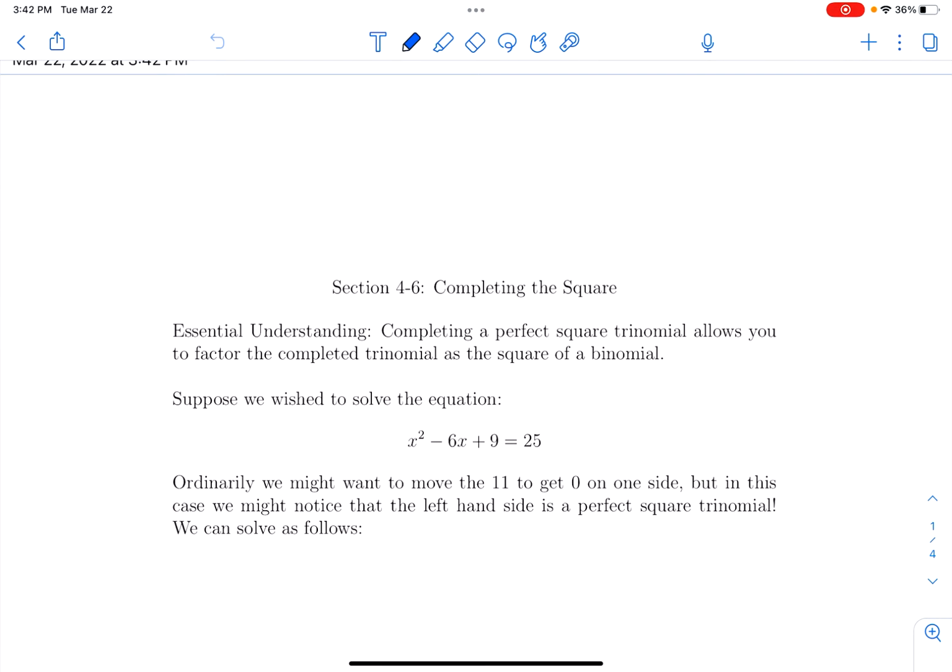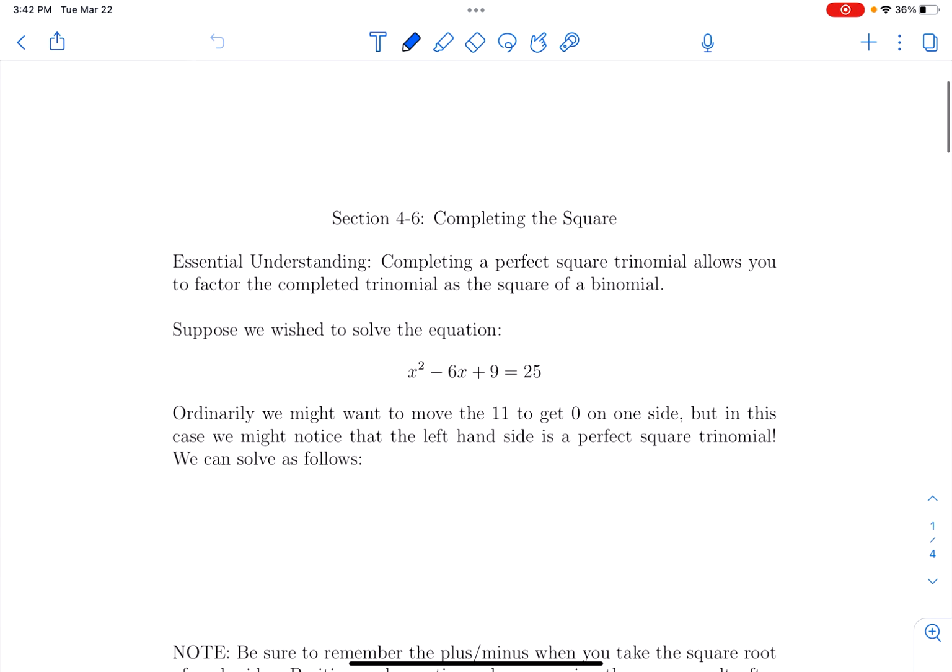Hi there, in this video I'll be talking about section 4.6 on completing the square. One thing we want to have in the back of our head is if we notice perfect squares, we can solve quadratic formulas without having to go through all of our factoring steps.